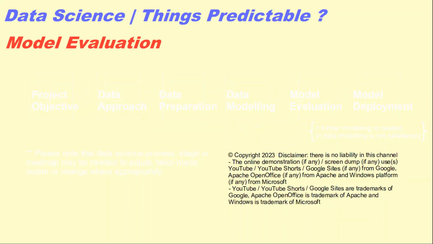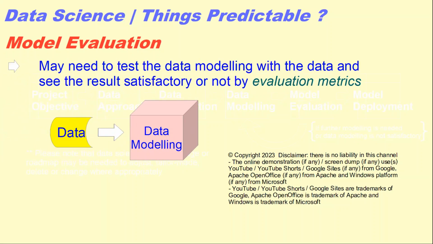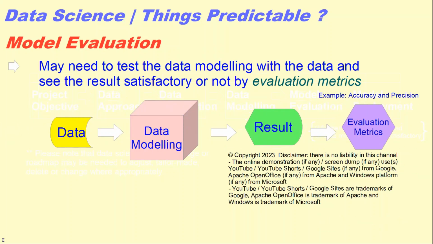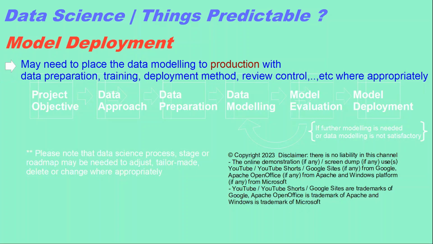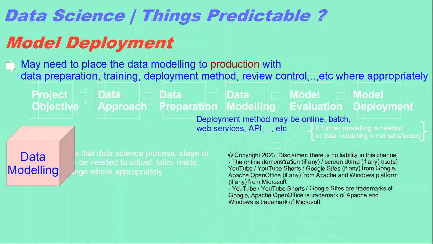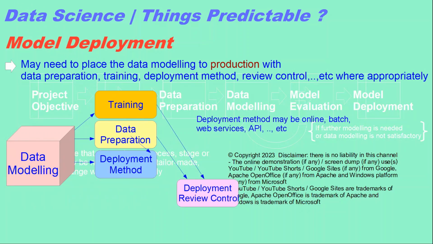Model evaluation. May need to test the data modeling with the data and see the result satisfactory or not by evaluation metrics. Examples of evaluation metrics are accuracy and precision. Model deployment. May need to place the data modeling to production with data preparation, training, deployment method, review control etc. where appropriately. Deployment method may be online, batch, web services, API, etc.